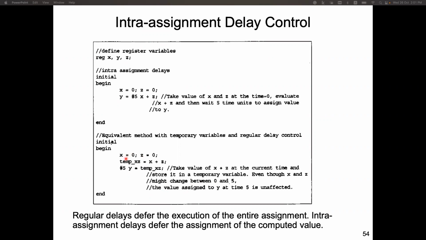So regular delays defer the execution of the entire statement by the time specified. But the intra-statement delay delays the write operation to the left-hand side. The right-hand side is evaluated without delay. The right-hand side is read without delay. Only the write operation has a delay.